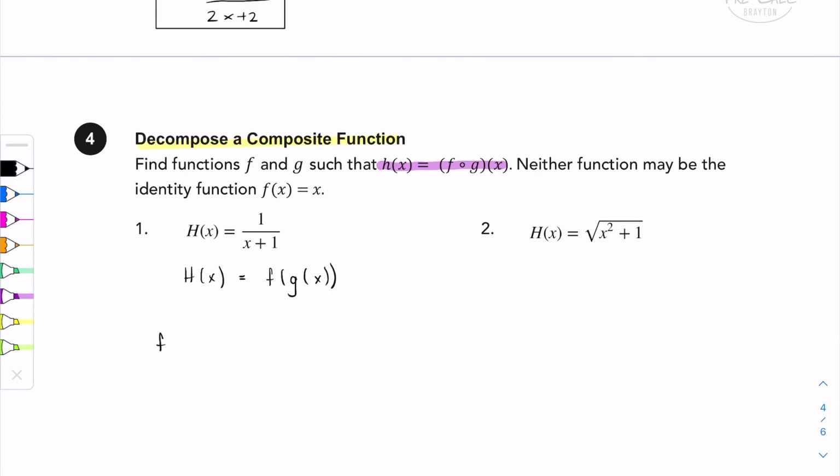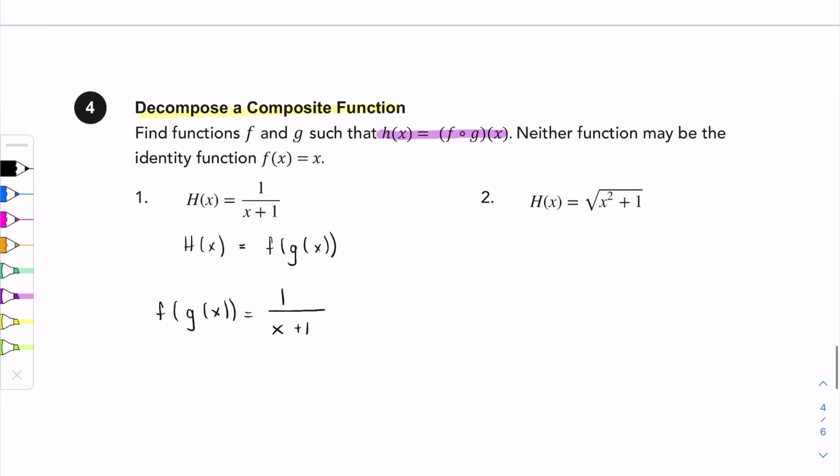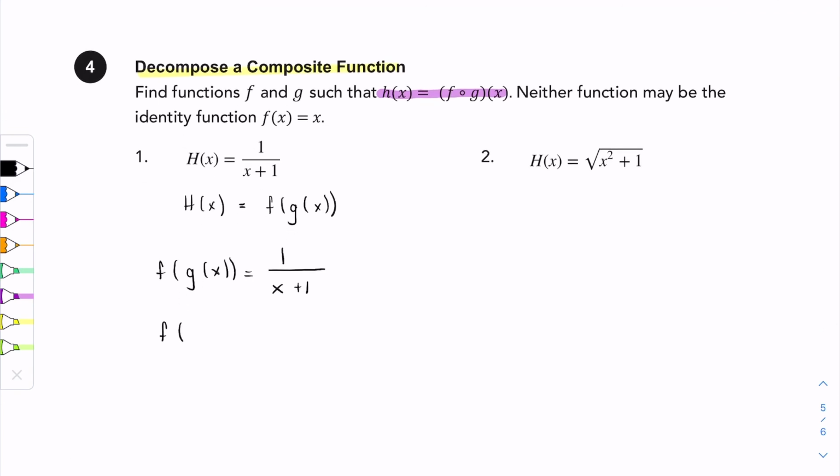We need to think, all right, if f of g of x is equal to 1 over x plus 1, what could the original function be? So what is it that you start with, and what could the input be? Make this easier for yourself. Think of just a simple variable expression and then have the input be something that's a little bit more complex. So for example, in this function, f of x could just be something as simple as 1 over x, and then g of x be x plus 1.